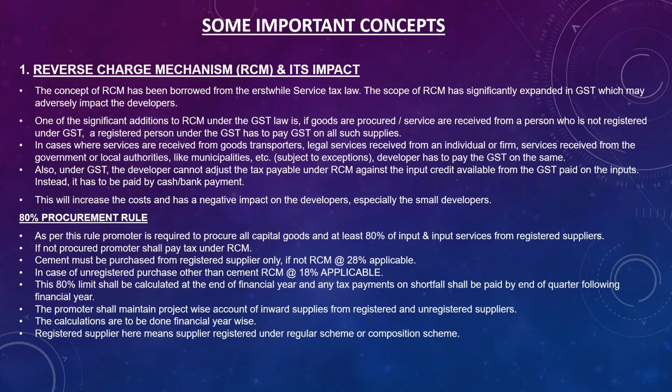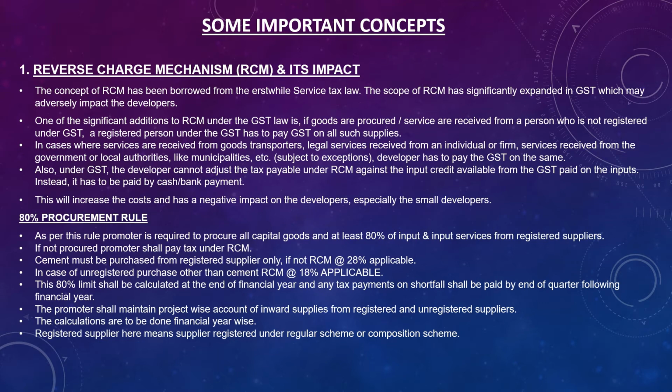There is also something known as the 80% procurement rule. As per this rule, promoters are required to procure all capital goods and at least 80% of inputs and input services from registered suppliers. If not procured, promoters shall pay tax under RCM. Cement must be purchased from a registered supplier only. If not, RCM at 28% would be applicable. In case of unregistered purchases other than cement, RCM at 18% would be applicable.